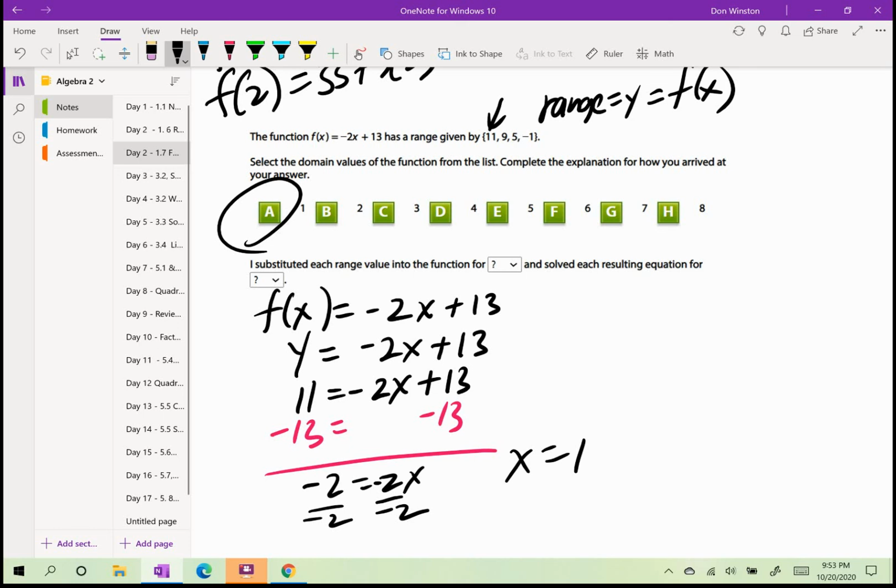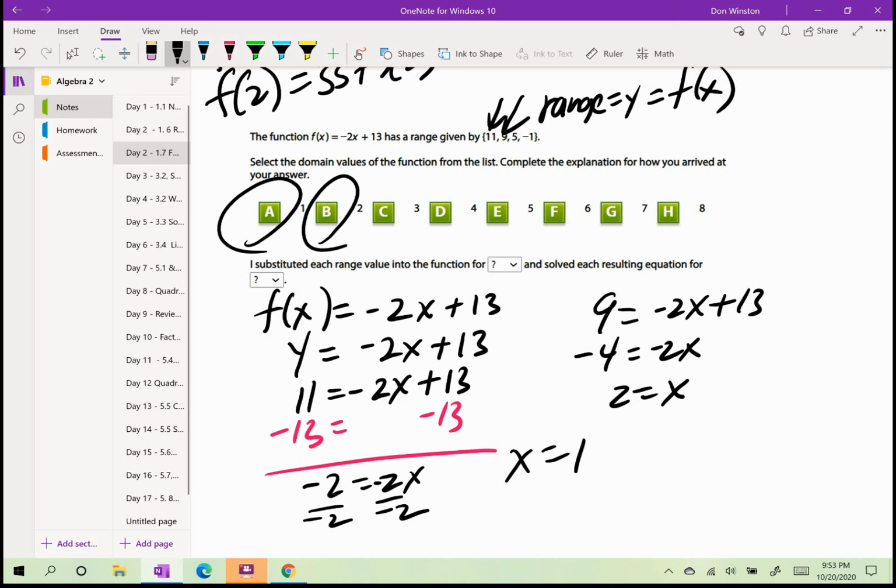Okay? And then if the range was 9, or y was 9, or f of x was 9, again, I would have 9 equals negative 2x plus 13. Subtract 13, you get negative 4 equals negative 2x. Divide by negative 2, and you get 2 is equal to x. So another answer would be B. B is 2. And then you do the same thing for 5 and negative 1, selecting those letters that correspond to the correct number.